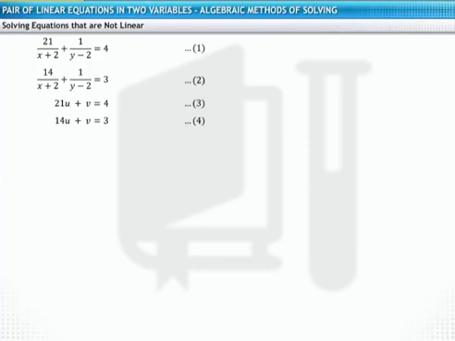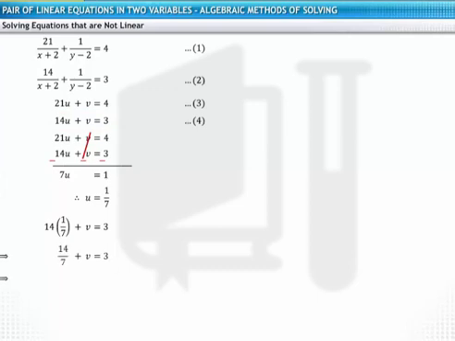Let's use the elimination method. Observe that the coefficients of v in both the equations are same. So we can eliminate v by subtracting equation 4 from equation 3. Simplifying, we get u is equal to 1 divided by 7. Now substituting the value of u in equation 4 and solving. We get v is equal to 1.